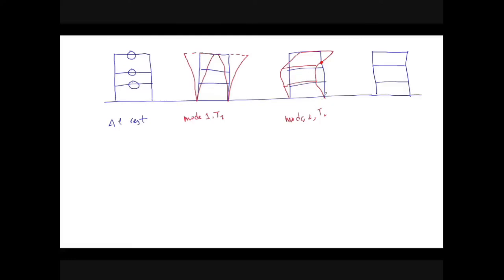If we look at the third mode of this structure, let's say the top floor is moving in the right direction, this one is moving in the left direction, this is moving in the right direction, and then this. So again, it is moving in the right direction, in the left direction, in the right direction.